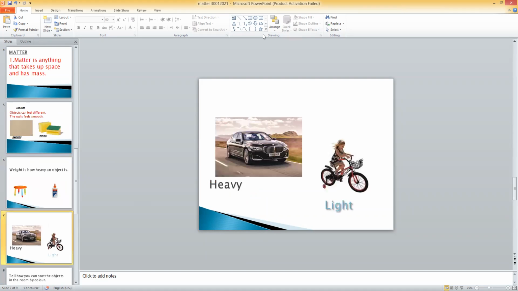Now let's look at this car and this bicycle. The car is heavy and the bicycle is light. That is weight. Is that okay? All right, this is where I'm going to stop so I can allow you to ask your questions.